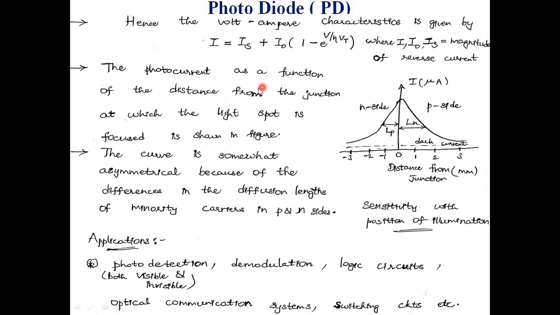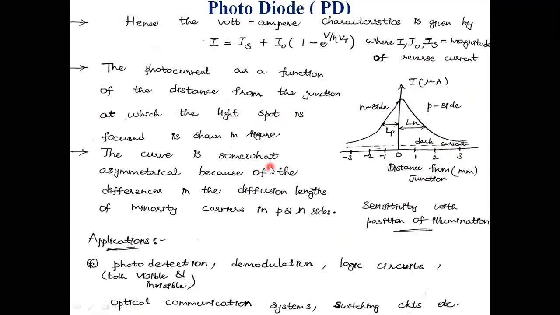The photocurrent as a function of the distance from the junction at which the light spot is focused. The photocurrent with respect to the distance is focused across here at the junction. It is focused at which the light spot is focused at this peak, with respect to the N type semiconductor material and the P type semiconductor material.